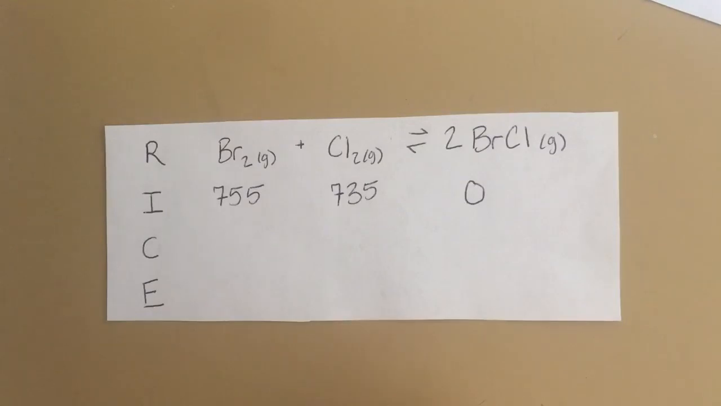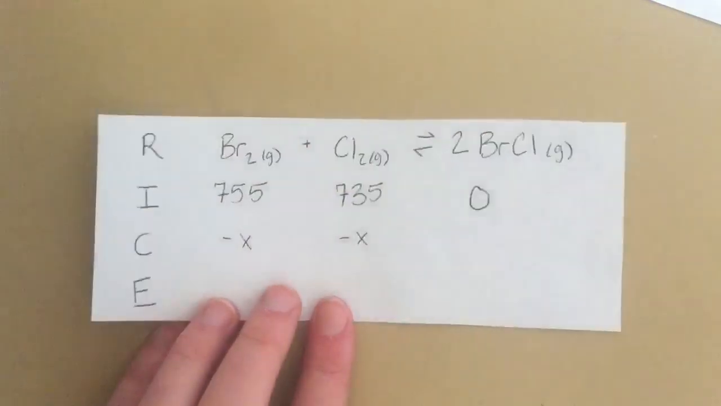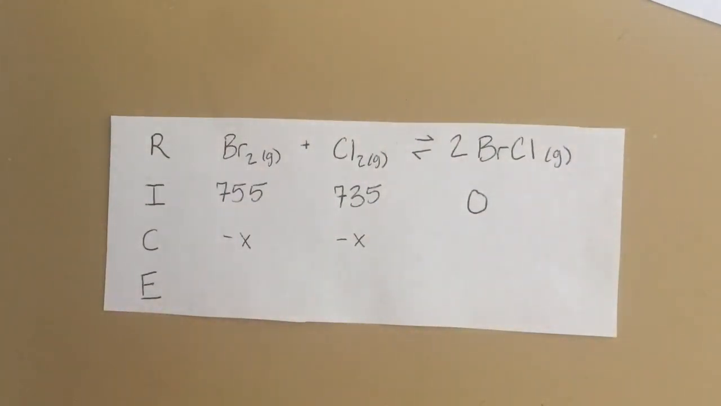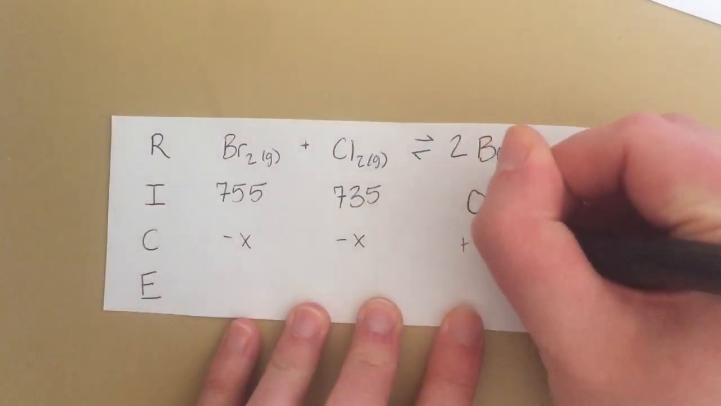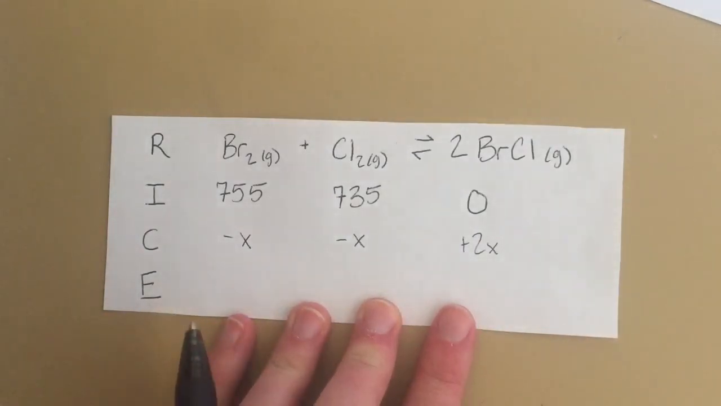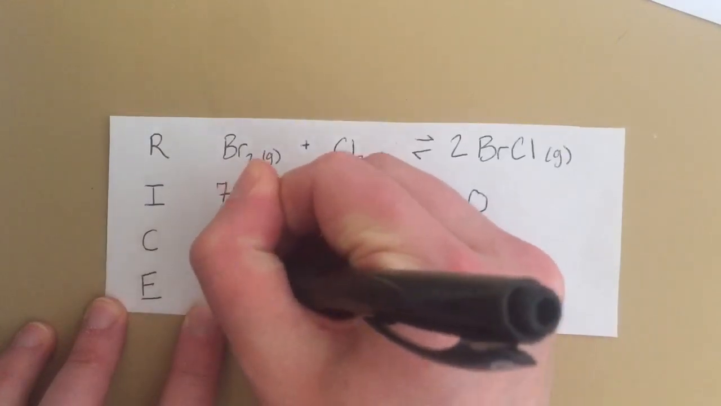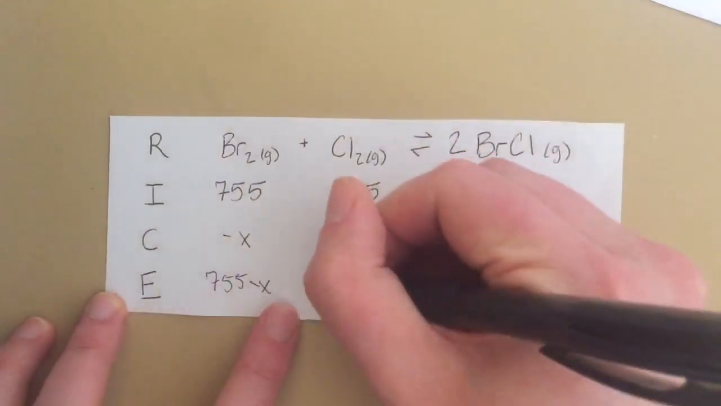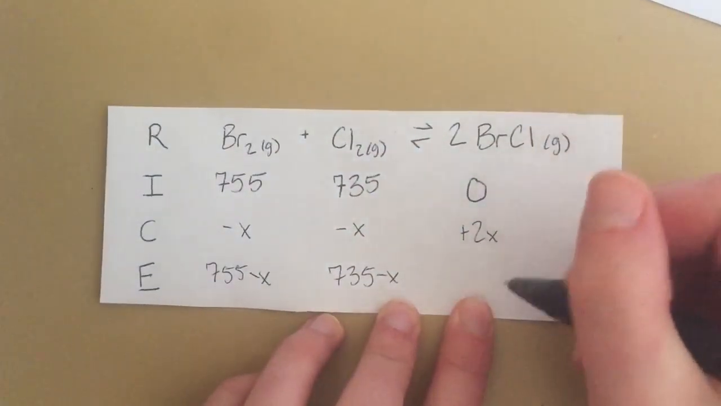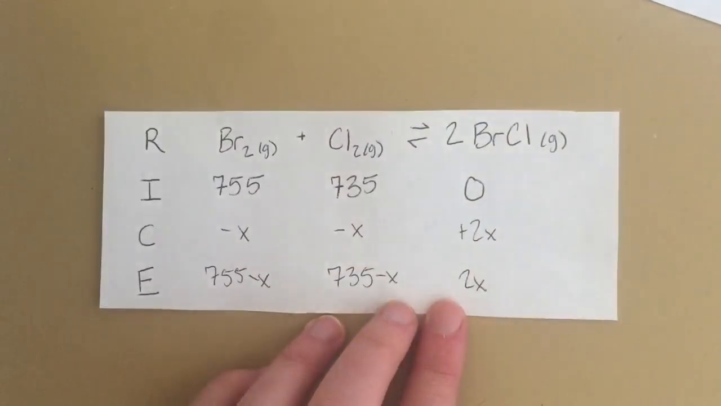For bromine and chlorine gases, our change is going to be negative x because they each have 1 mole active in the reaction. Our change for the bromine monochloride will be plus 2x as it is the product and there are 2 moles active in the reaction. Therefore, equilibrium partial pressures for bromine are going to be 755 minus x, for chlorine 735 minus x, and for bromine monochloride 2x because it will be the initial value on top of the change that is occurring.